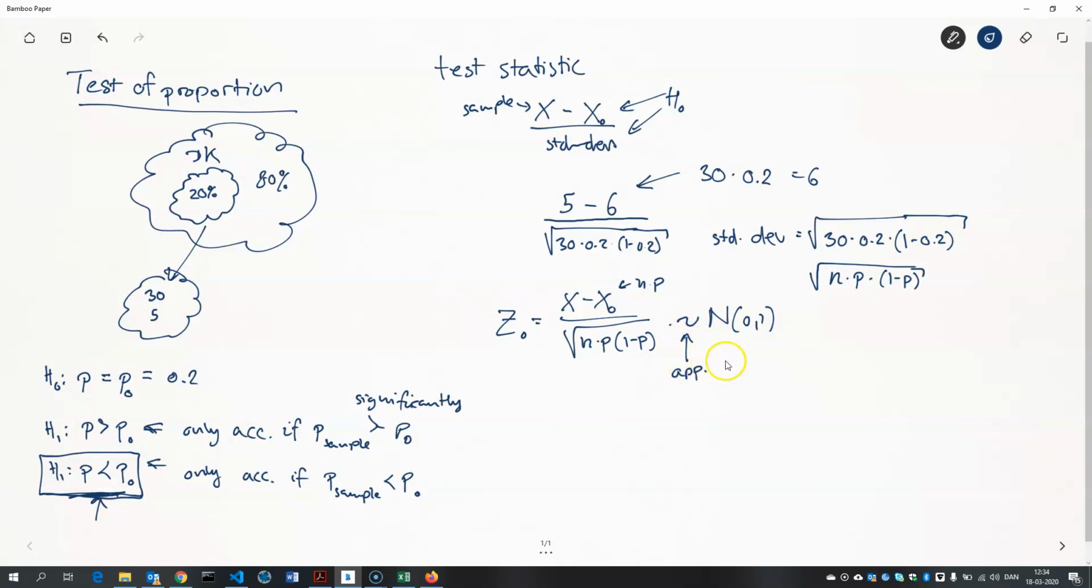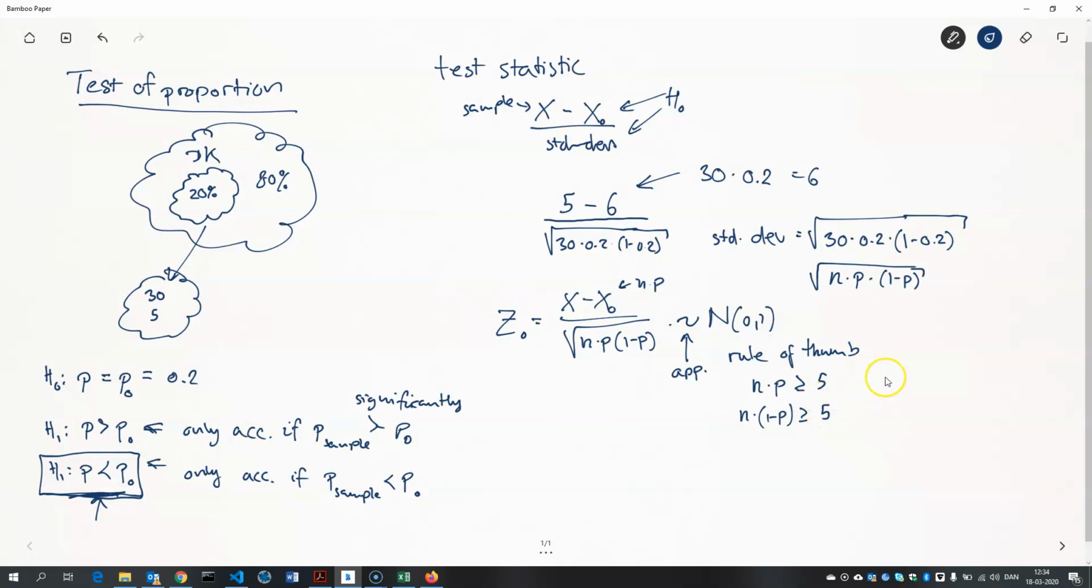In order to use this approximation, we should make sure that, and this is a rule of thumb, so it's not strict mathematics. We are approximating things here, so when is something a good approximation? That's hard to tell. But a rule of thumb tells us that n times p should be greater or equal to 5, and n times 1 minus p should also be greater or equal to 5.